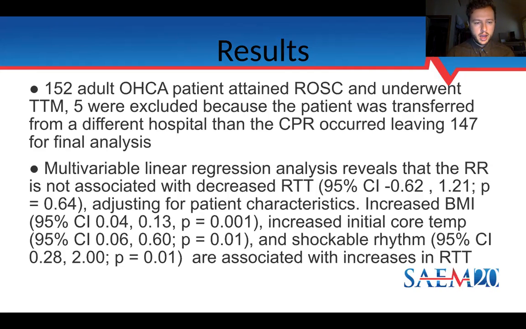If someone's BMI is higher, then it's going to take a longer amount of time for them to cool to the target temp. If someone's initial core temperature is elevated, it could also take a longer amount of time for them to cool to the targeted temperature. And with the shockable rhythm, these are cases that often go to the cath lab, and that can produce some delays in targeted temperature management.